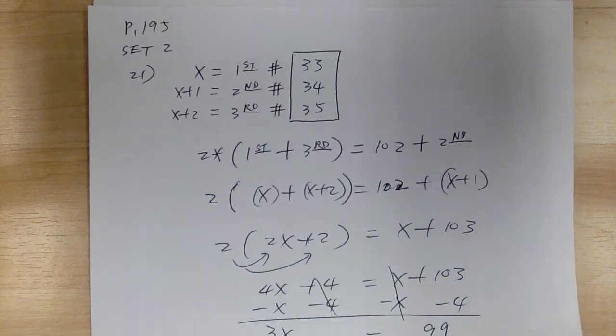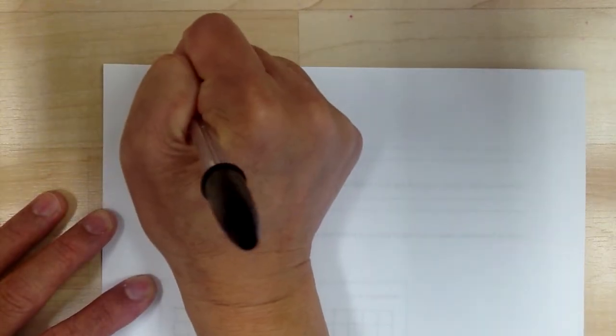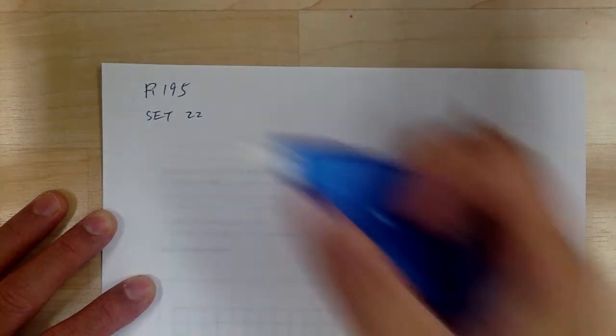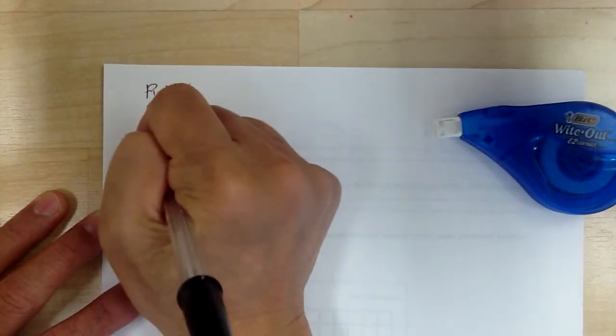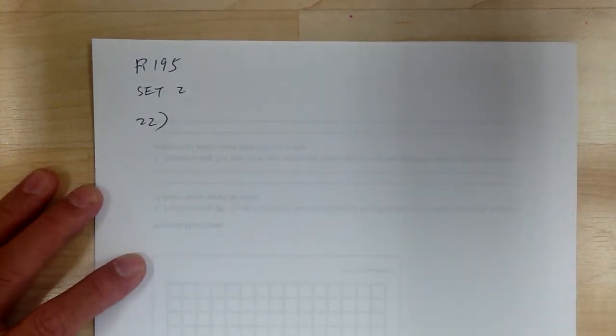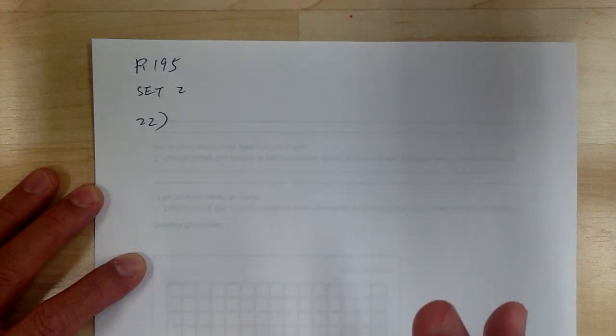Okay, let's go to 22. Again, this is kind of important. So number 22. Again, read through first. 3 times the sum of the first and the third of the 3 consecutive odd integers. Now these are different now. Number 21 is consecutive integers. 22 is consecutive odd integers. So make sure you know the difference. So read through. So this is how to do consecutive odd integers.